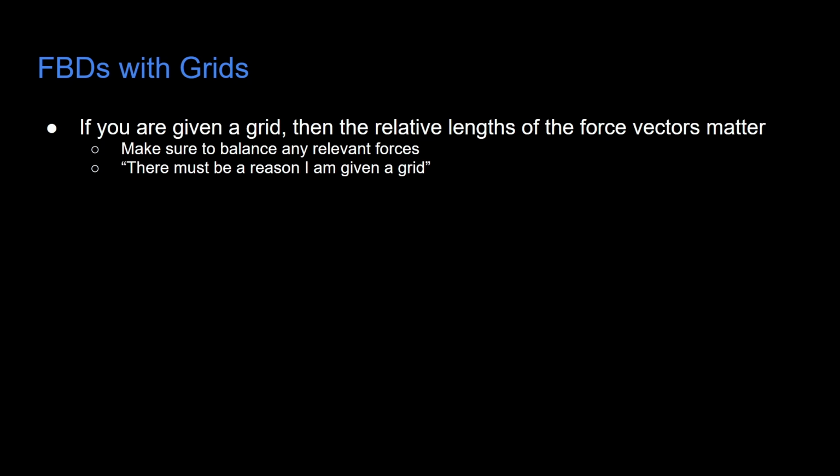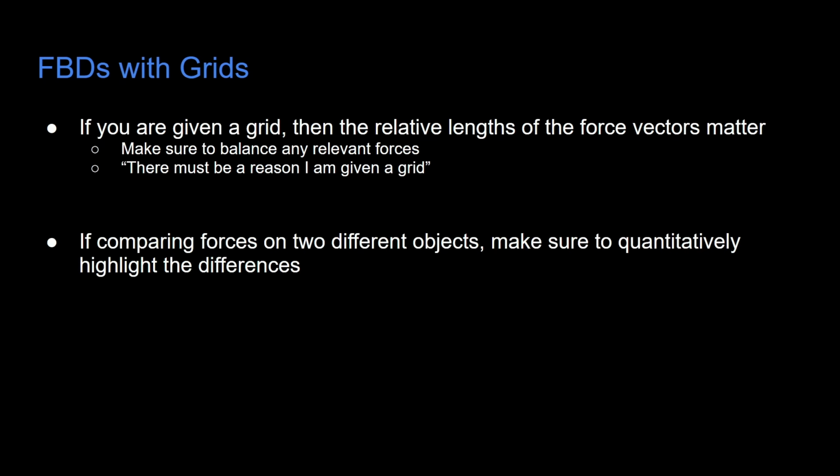And if you're given a grid, think to yourself, there must be a reason why I am given a grid. If they didn't care about the lengths of the vectors, then they would not give you a grid in the first place. Typically, this is some sort of comparison task where it has you draw a free body diagram at two different moments in time. So for example, if the second object that you're analyzing is twice as massive, your gravitational force should be twice as long.